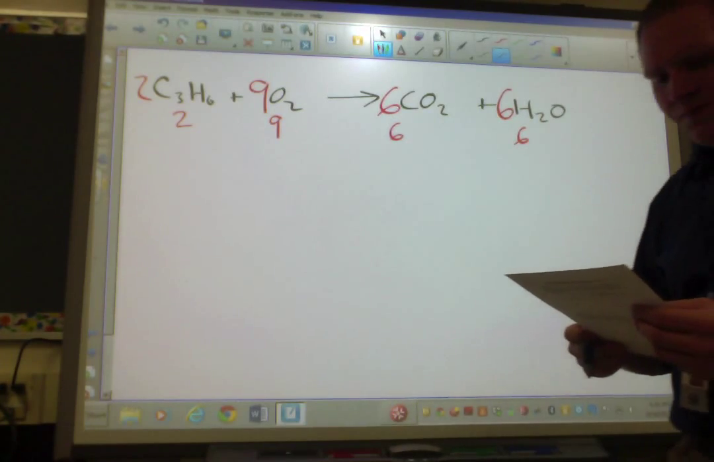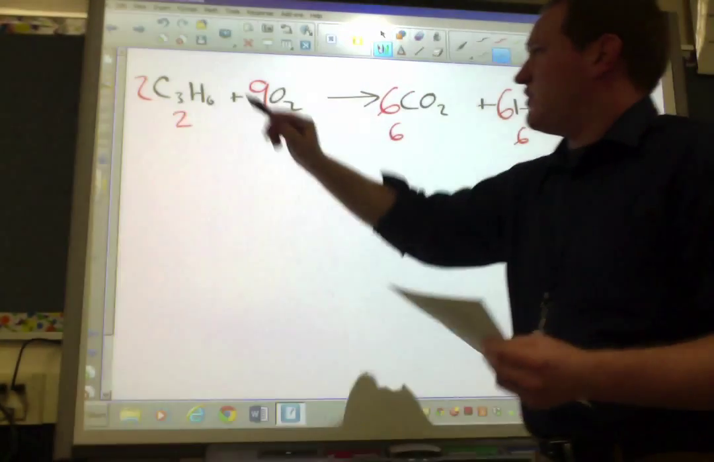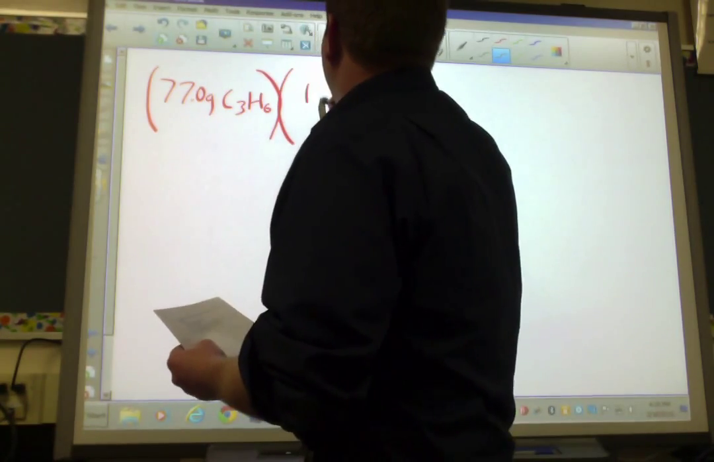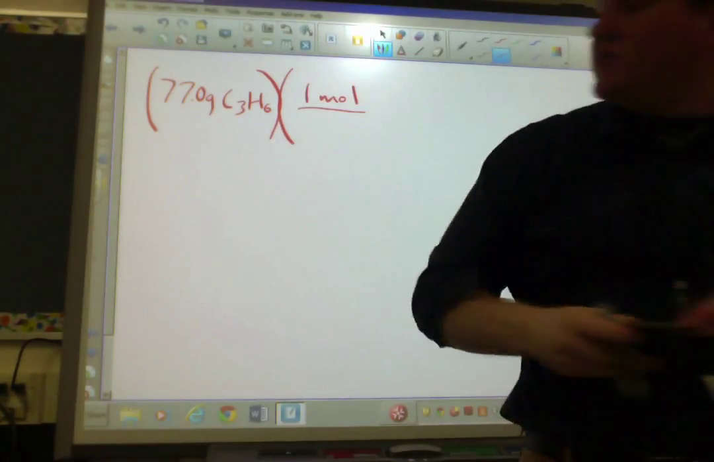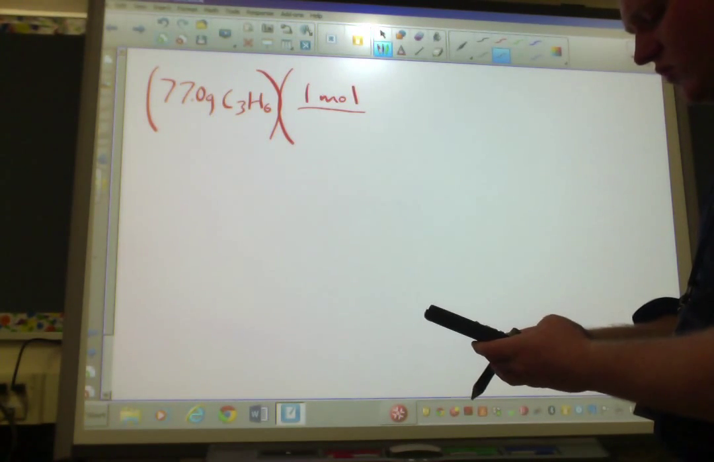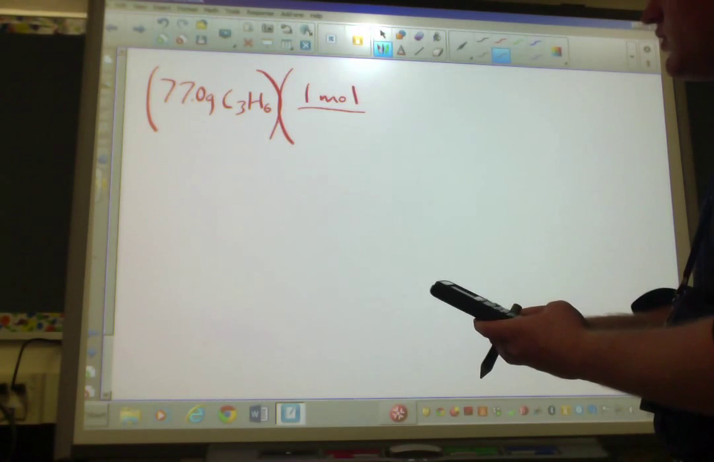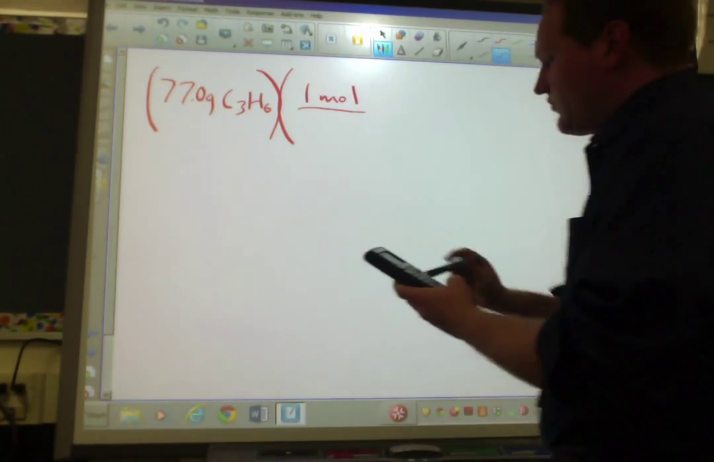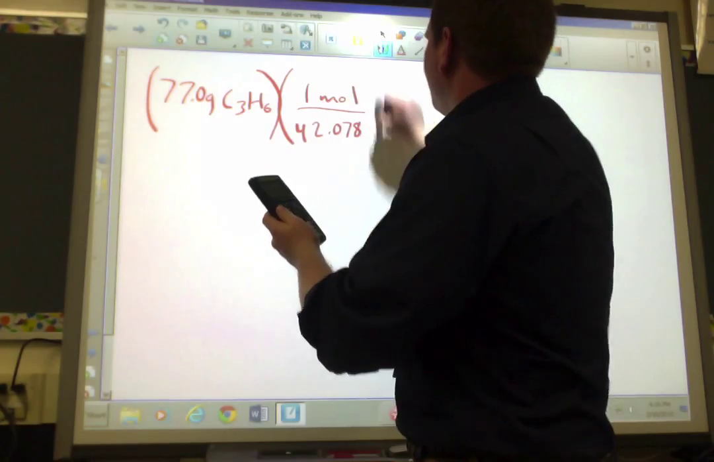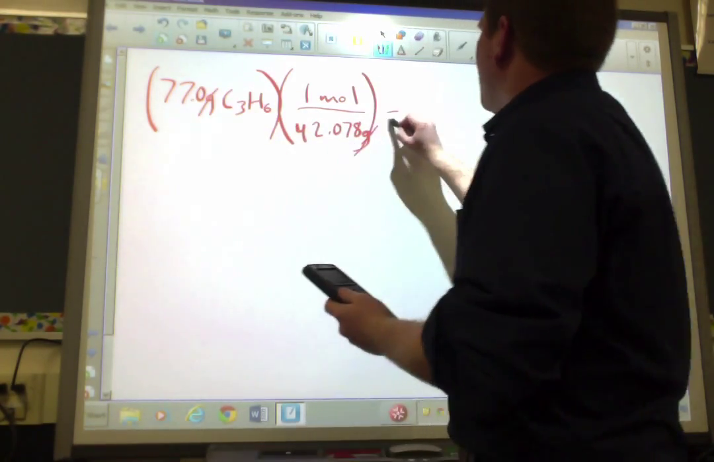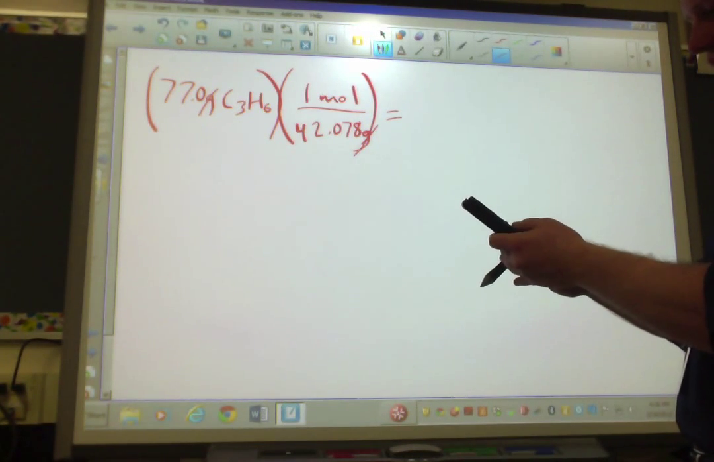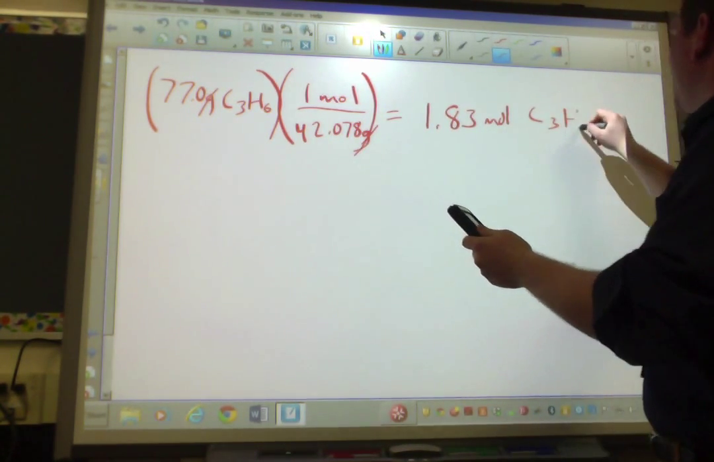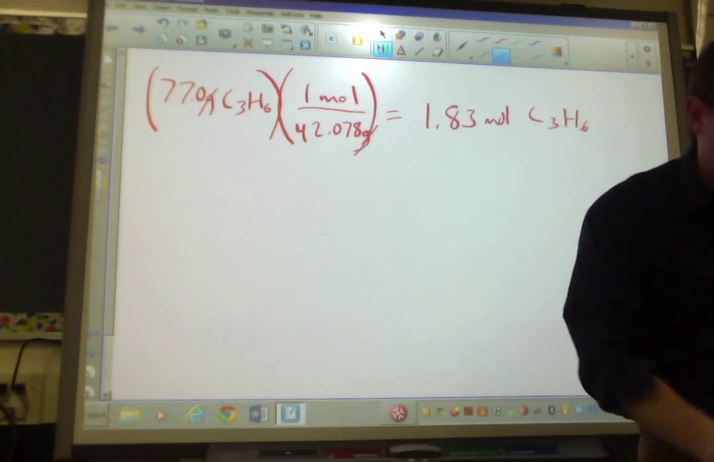All right, so we have 77.0 grams of this. So let's work that out. 77.0 grams of C3H6 times 1 mole over. Carbon is 12.01, so times 3 is 36.03. Hydrogen is 1.008 times 6, 42.078 grams. Gram cancels gram. So this is 1.83 moles of C3H6.